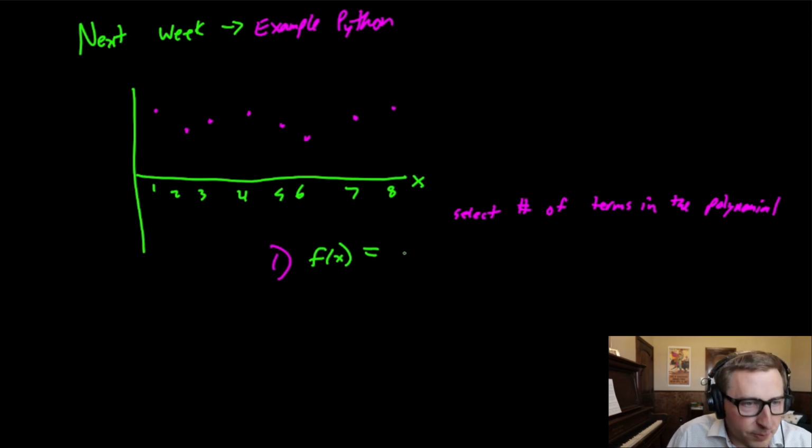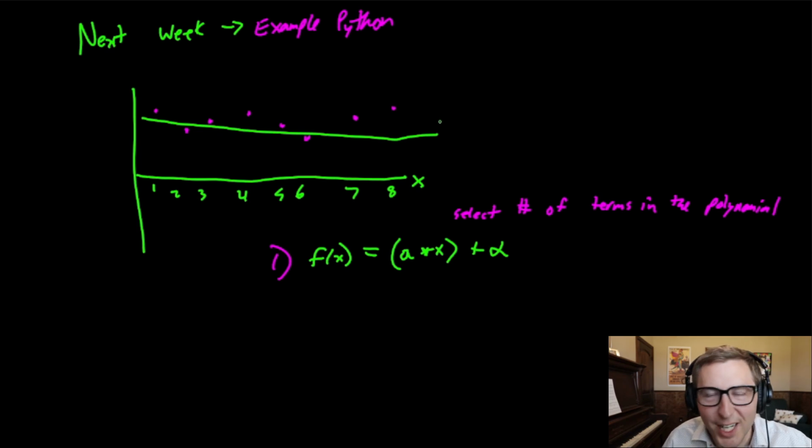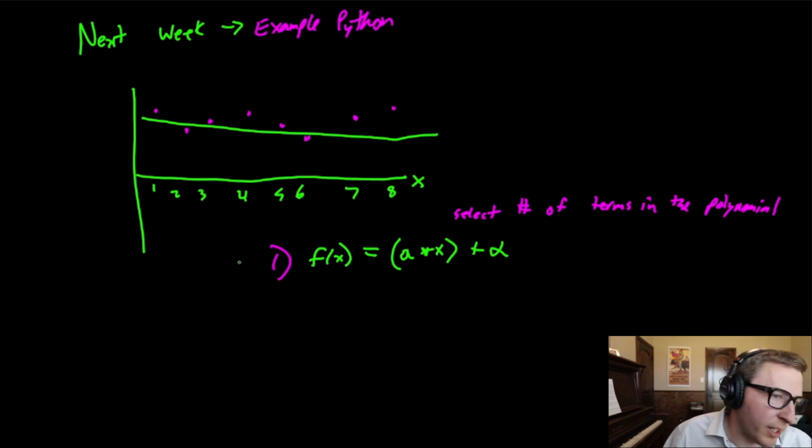And we're going to say, okay, we're going to have a times x. That's going to give us a line. That's all it's going to do. And then we're going to add an intercept term. I'm just going to call it alpha. And these dots, it's going to fit something more or less like this. Not great. It's just a linear line. So, okay, this one doesn't work.